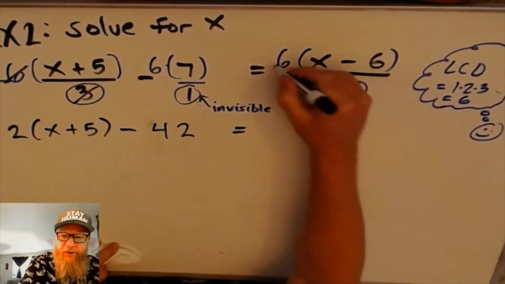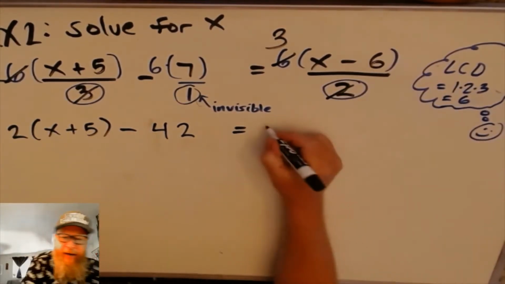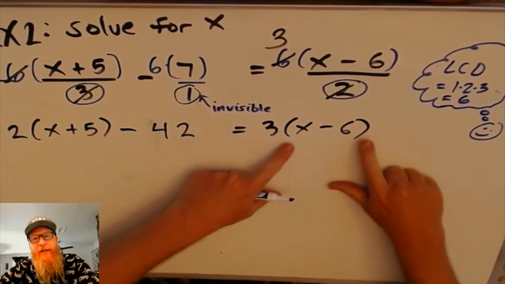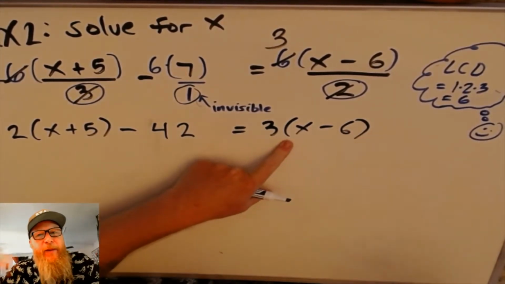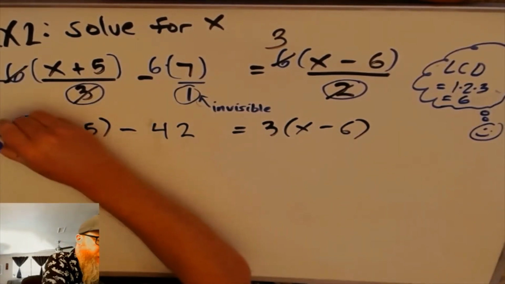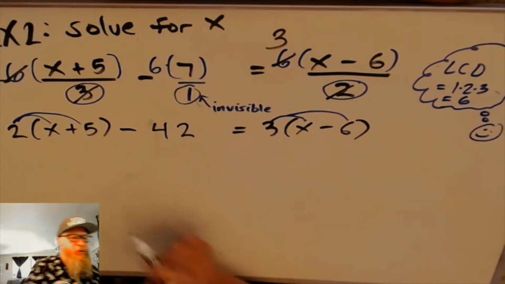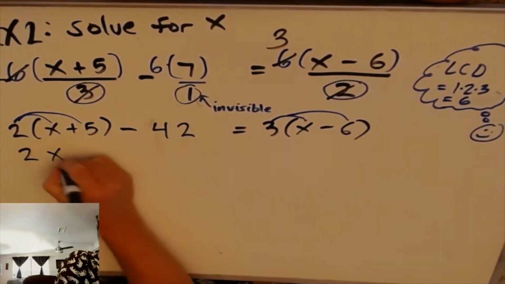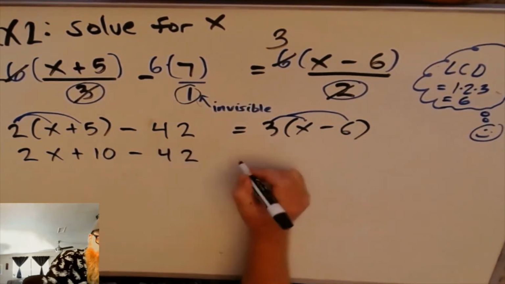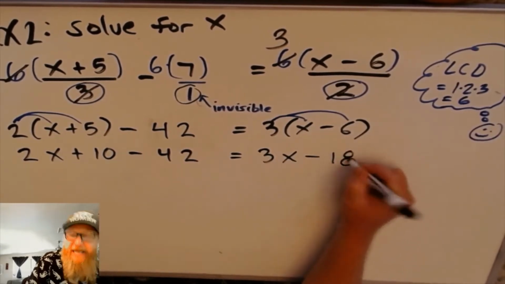And then I've got 2 goes into 6 3 times. Or you can say 6 divided by 2 is 3. And then now you've got 3 times x minus 6. And so I had to introduce these parentheses to make sure I don't screw up the distributive property, or to make sure that I distribute properly. So there's my distributive property. Got 2x plus 10 minus 42 equals 3x minus 18.